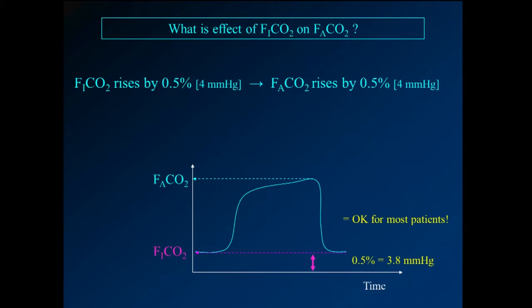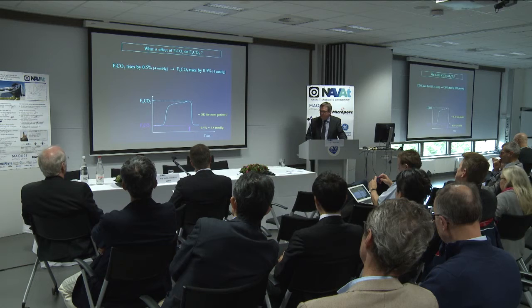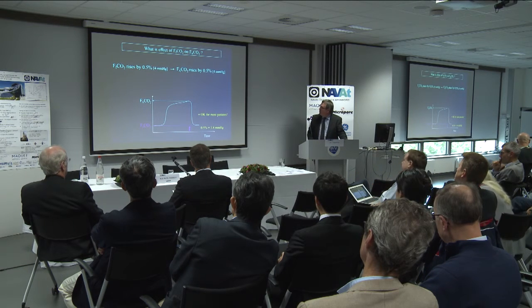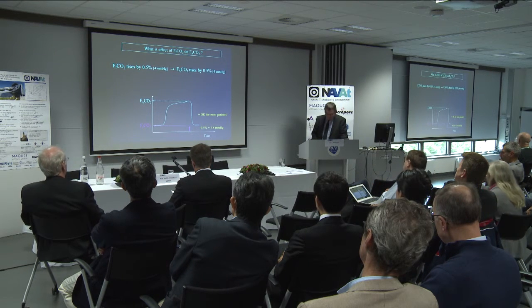The question then is, what's the effect of the inspired CO2 on the end-tidal CO2? Well, the effect is simply additive. Let's look at our capnogram here. If my FiCO2 rises by 0.5%, which is about 4 millimeters of mercury, then the end-tidal CO2 will rise by the same amount. And this is what matters for a patient, because that's reflecting the arterial PCO2. So in most of our patients, a 0.5% or 4 millimeter rise is perfectly acceptable.